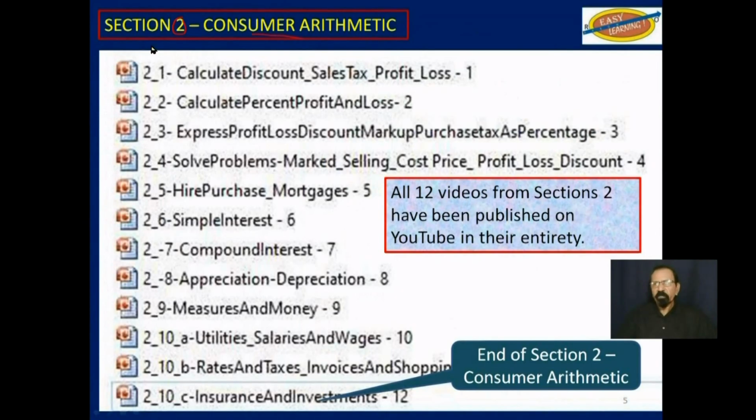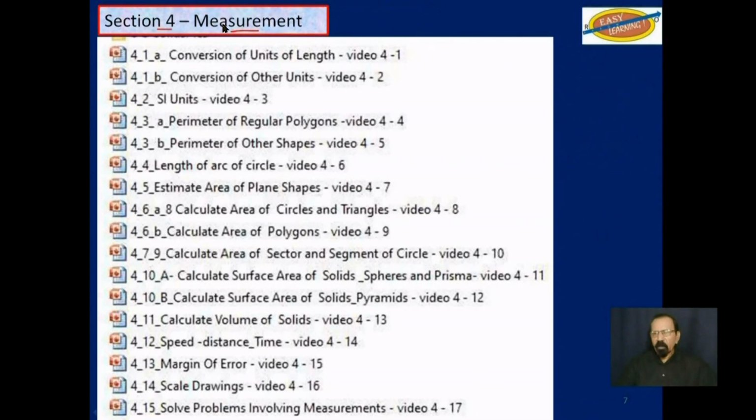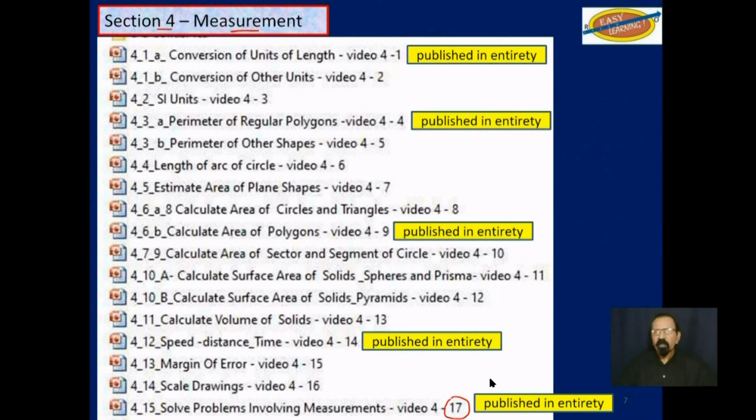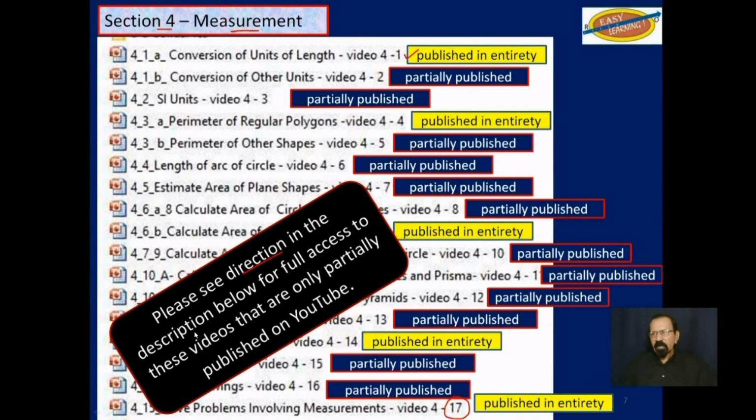Section 2, consumer arithmetic. As I just said, all 12 of these videos have been published in their entirety on YouTube. Section 3, sets. All 6 of these videos have been published in their entirety on YouTube. Section 4, measurement. Out of these 17 videos here, 5 have been published in their entirety on YouTube, as indicated by these highlighted in yellow, and the others are only partially published on YouTube. Please see directions in the description below for full access to these videos that are only partially published on YouTube.